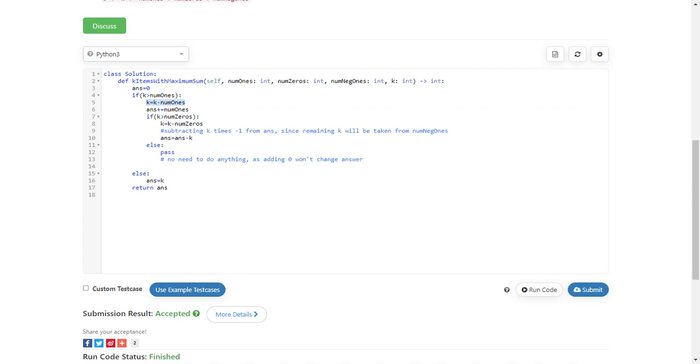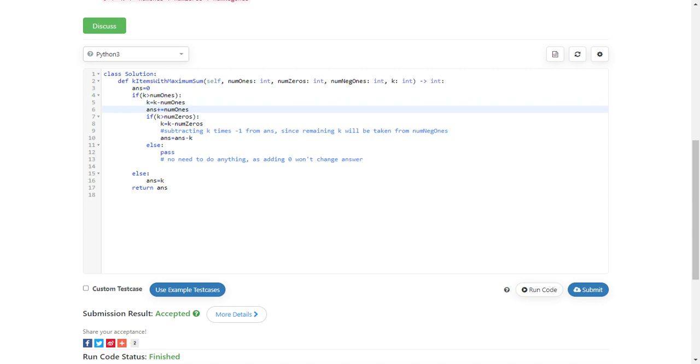Okay. So what will my answer? Answer will be answer plus num ones. So whatever is the number of num ones, that will be added here to my answer. Then I am not able to satisfy k with num ones if that is the case. If still k is greater, okay.